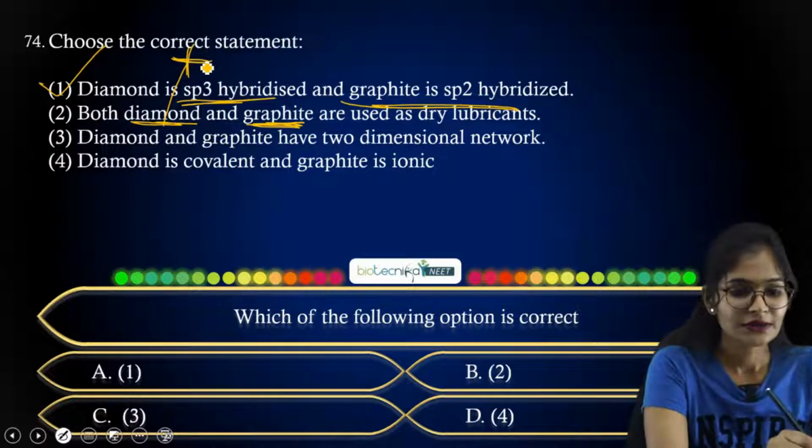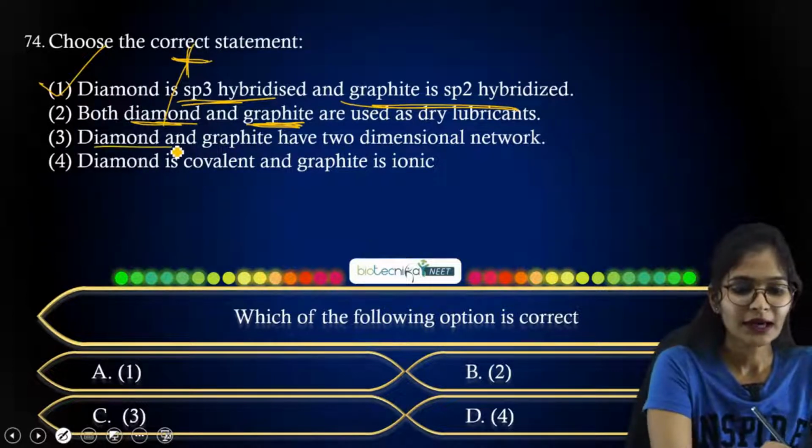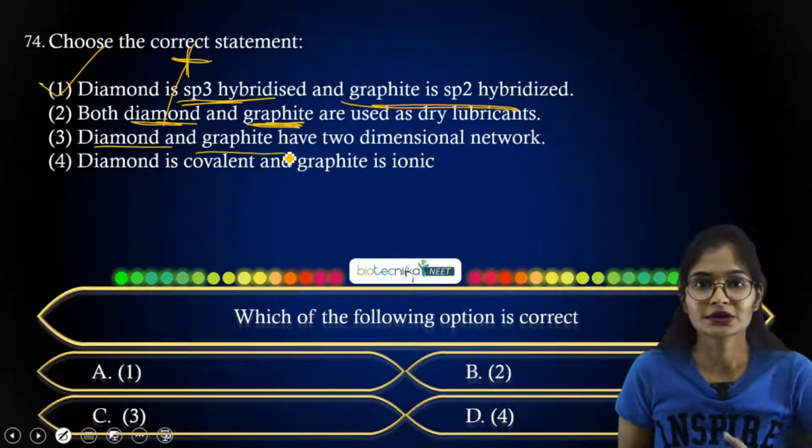Now coming to the third statement, what they have given: diamond and graphite have a two dimensional network.